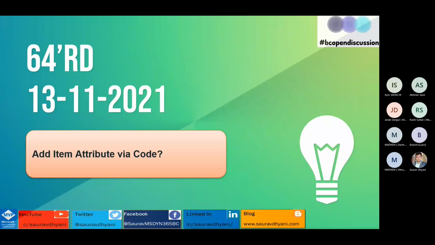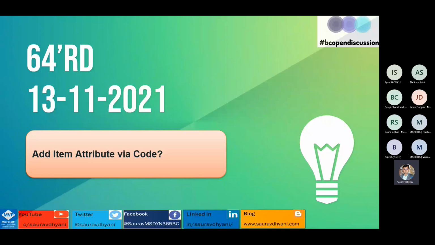And today we'll be talking about how you can add item attributes to an item via code. I don't remember who asked for it, but somebody asked either in the last meeting or the meeting before that. So we'll go through the understanding of how it works right now. And if you have a situation where you want to add item attributes while creating an item, how you can do that. So we'll go through that part.